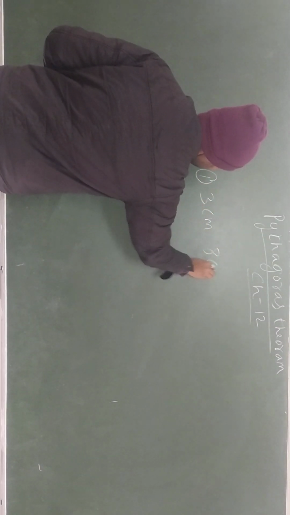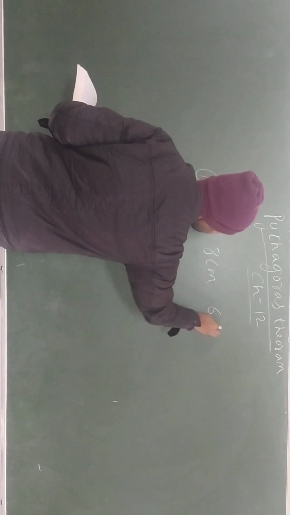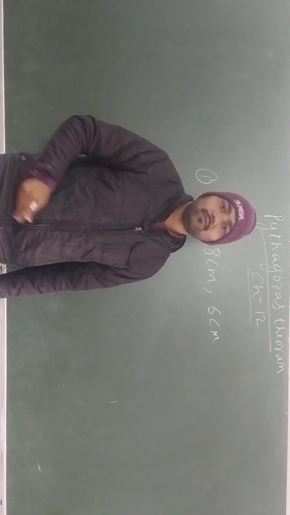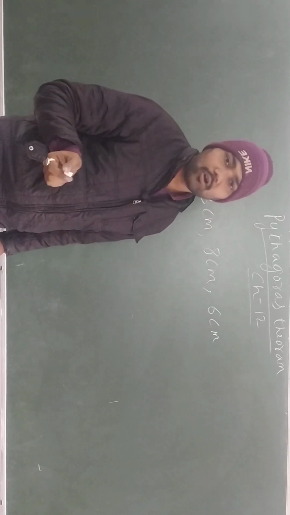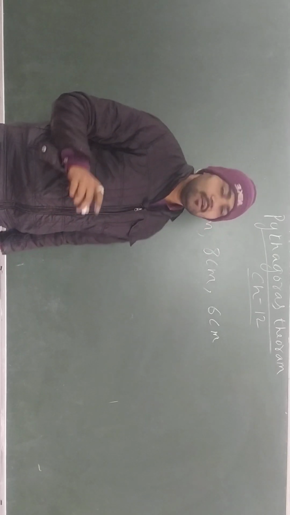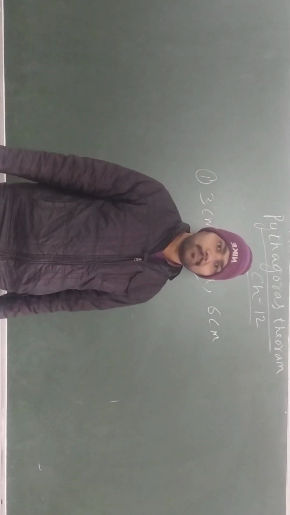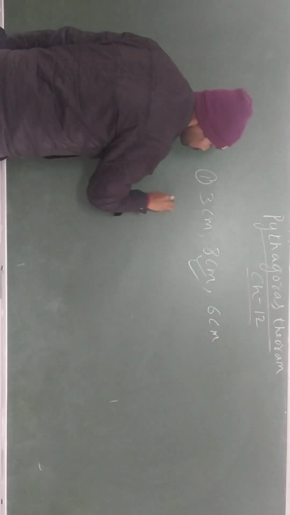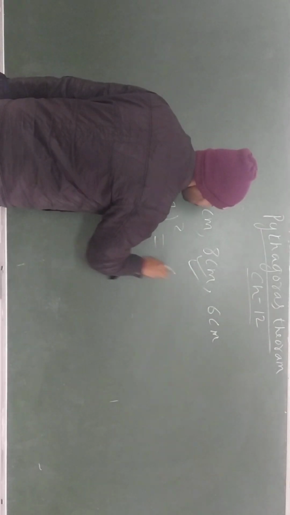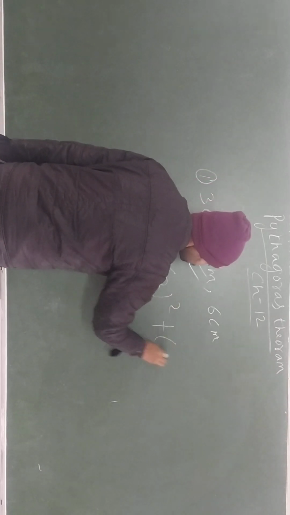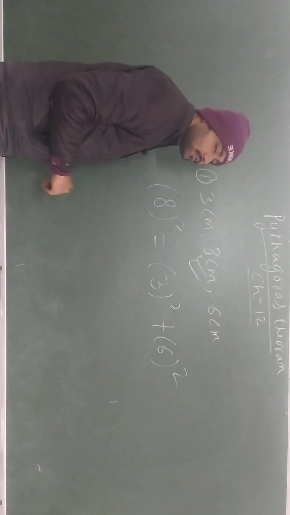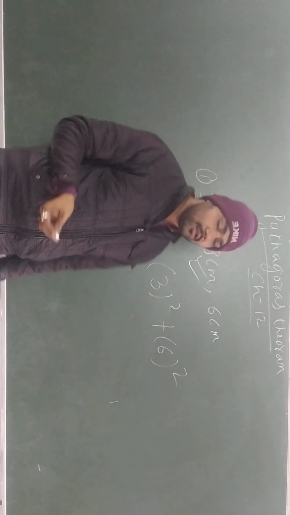See, the first one is 3 centimeter, 8 centimeter, and then we have 6 centimeter. These three sides are given. We have to check whether this will fit in Pythagoras theorem or not. According to Pythagoras theorem, the largest side will be 8 here. So 8 we will consider as hypotenuse, है ना. So see here, 8 का square will be equals to the other two sides' squares, that means 3 square plus 6 square. If this condition is fulfilled, then we can say yes, they will form a right angle triangle, है ना.